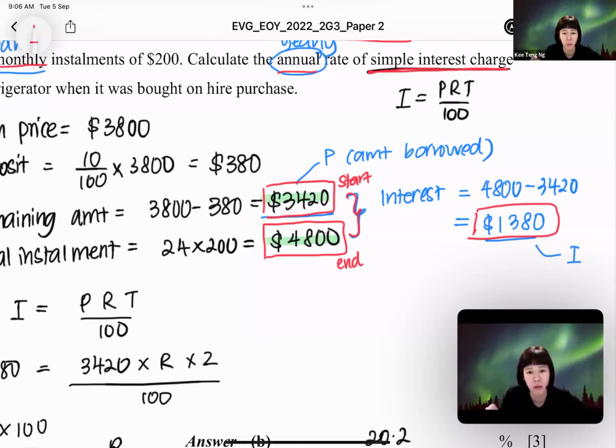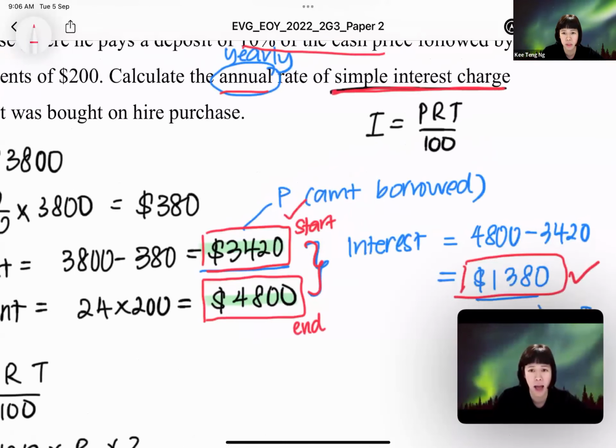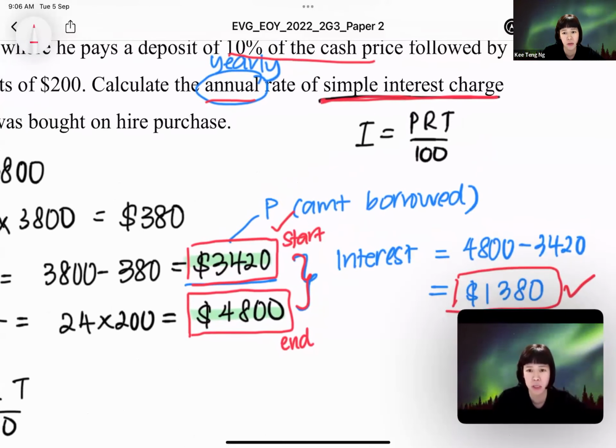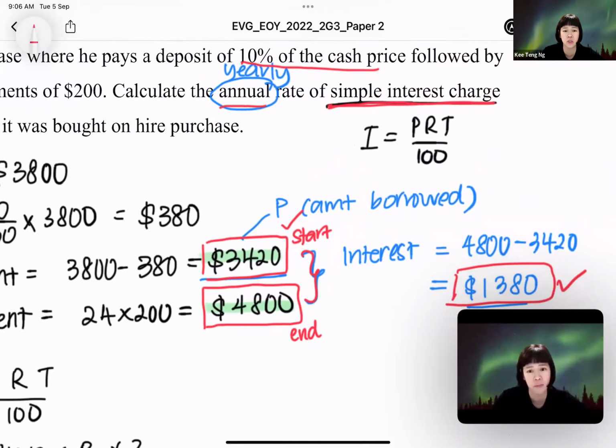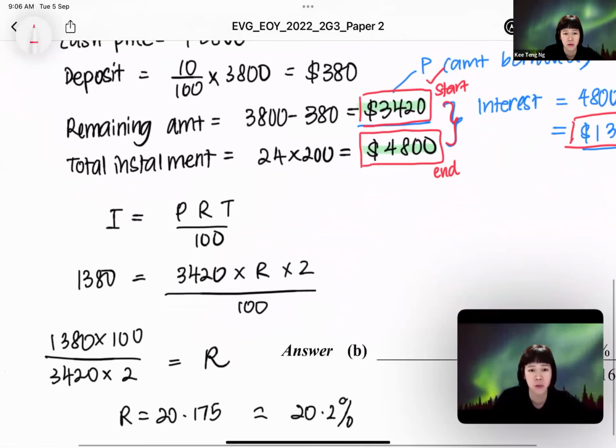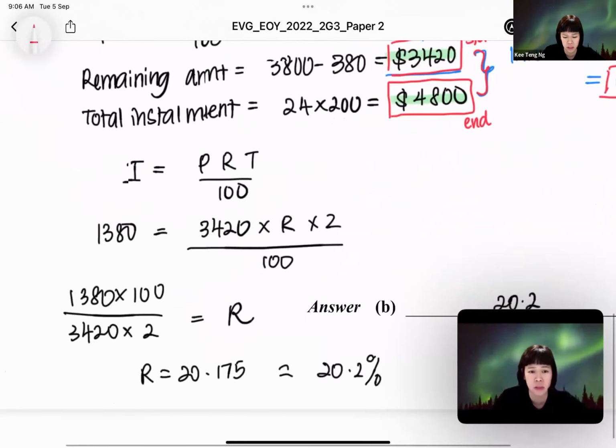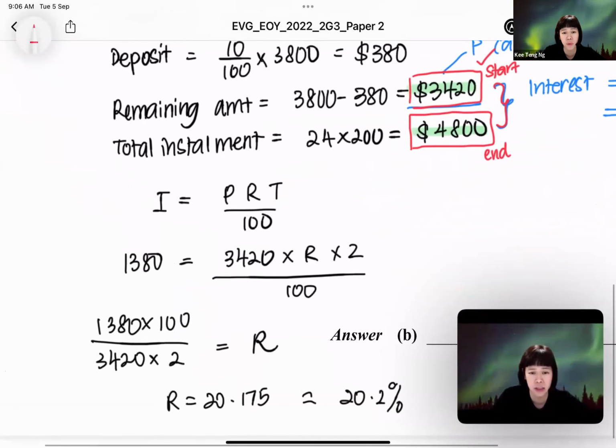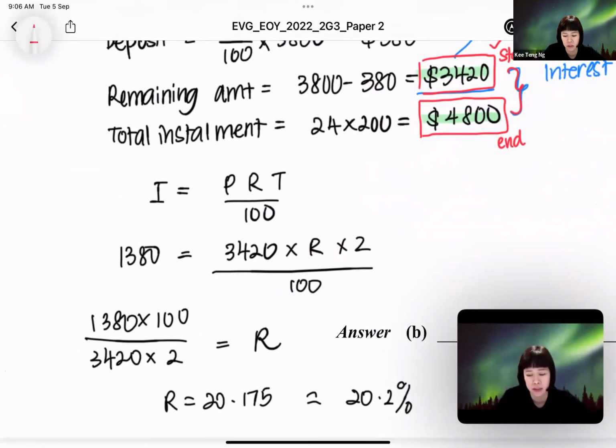So now, the moment I know the interest amount and the principal, what I'm going to do is plug this into my formula, I equals PRT over 100, in order to help me calculate the interest rate, which is R. So if I know my interest, which is 1,380, it equals the principal amount, which I started off with. This is my principal amount over here.